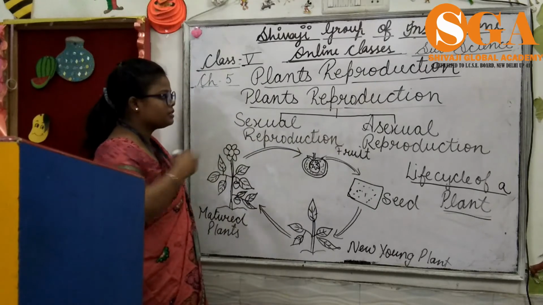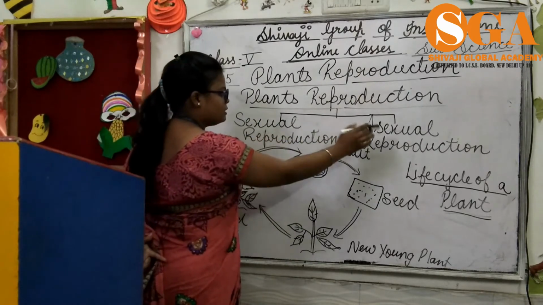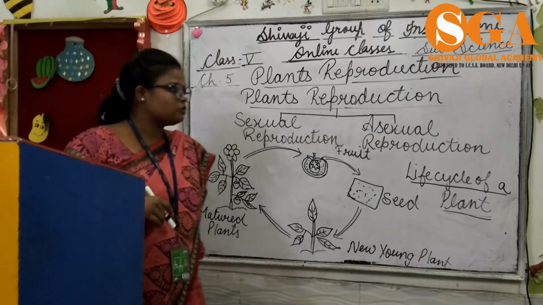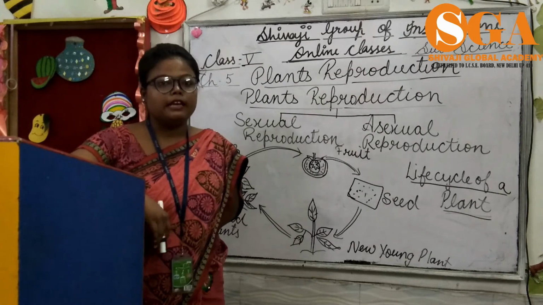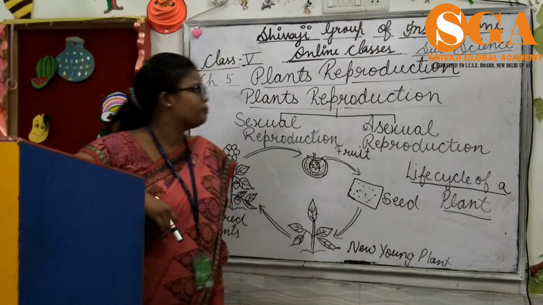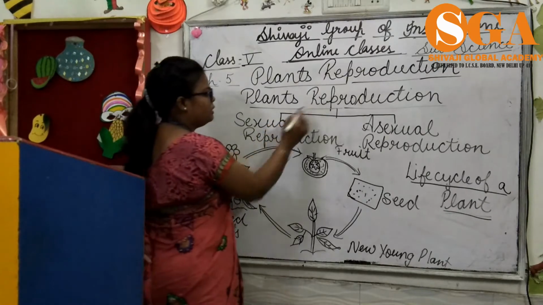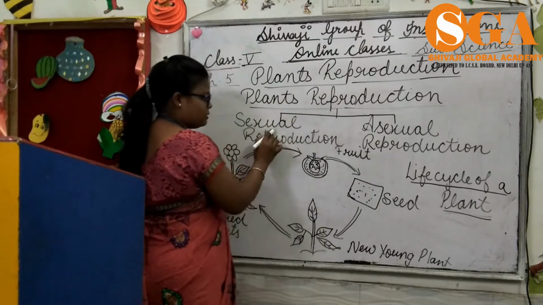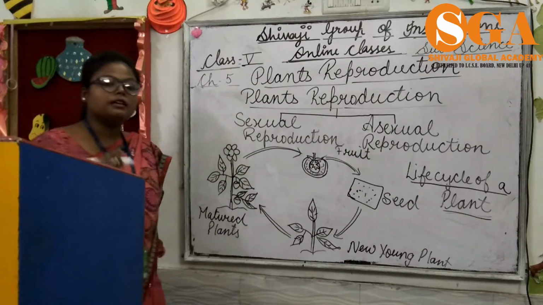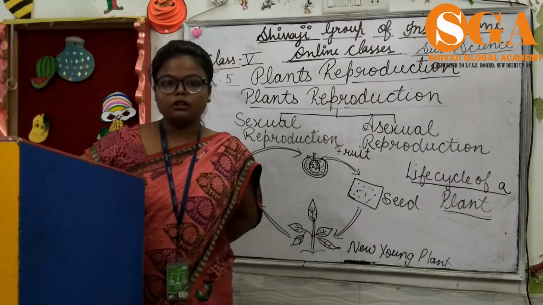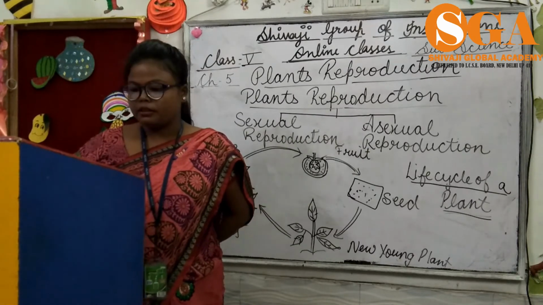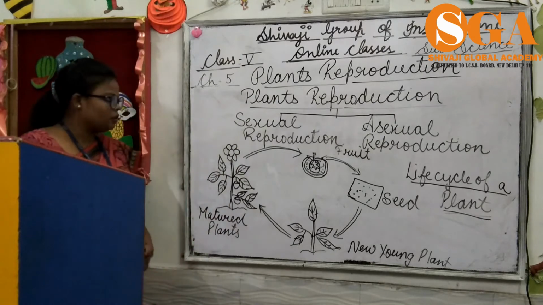Plant reproduction is divided into two parts. First is sexual reproduction, second asexual reproduction. As asexual reproduction in higher plants, asexual reproduction is called vegetative reproduction. Clear, students? In higher plants, asexual reproduction is called vegetative reproduction.